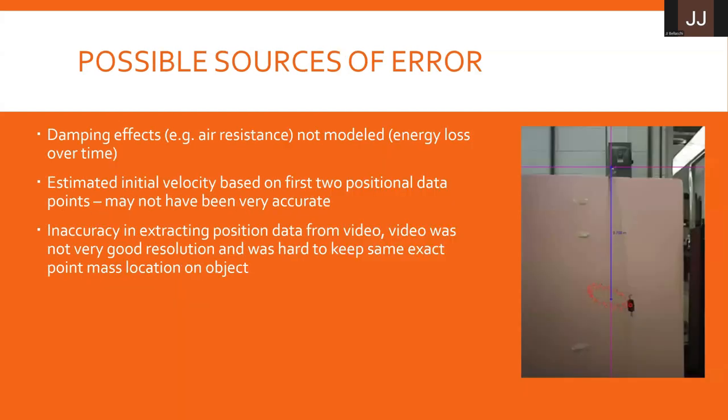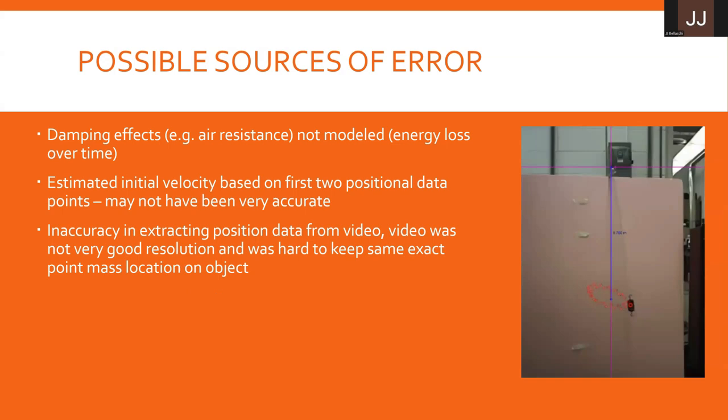There are a few potential sources of error in our experiment. Damping effects such as air resistance were not accounted for in the model, and they would have led to energy loss over time that we did not necessarily predict in the model. Additionally, estimating the initial velocity based on the first two positional data points may have introduced inaccuracies. Lastly, extracting accurate position data from the video was challenging due to its low resolution and the importance of accurate data collection.